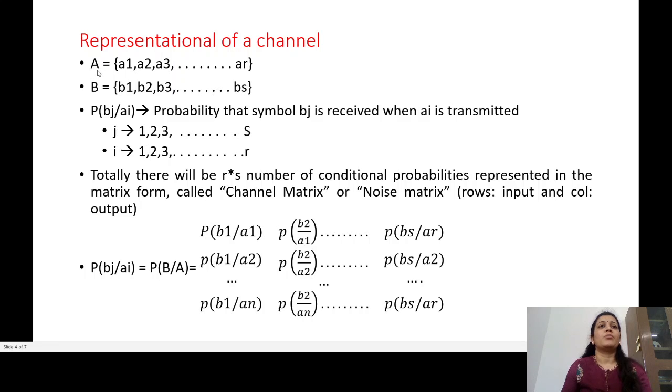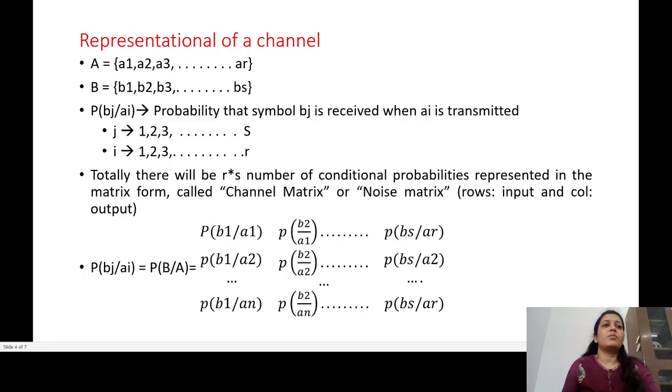Let us come to the input symbols. So here if we are assuming that our source is capable of producing R number of different symbols, we have the input symbols represented as A1, A2, A3 up to AR. Similarly, our receiver is giving us S number of different outputs, and those outputs are represented as B1, B2, B3, B4 up to BS. And this is our transition probability.